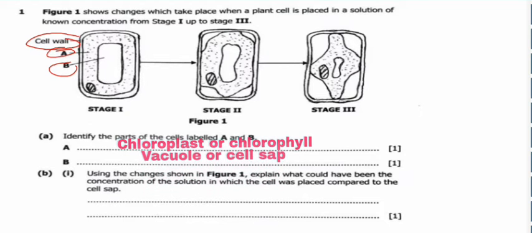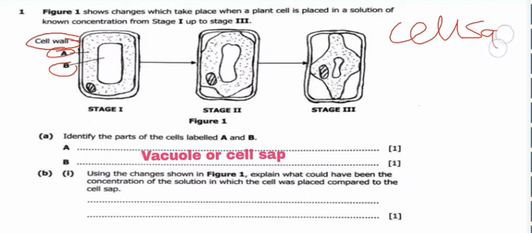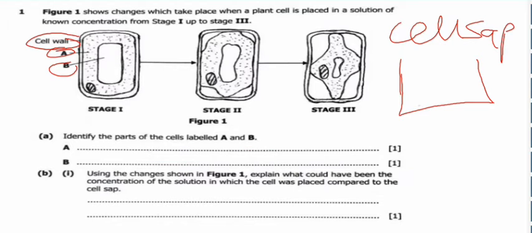Now, what you need to know here is that the cell sap consists of sugar, salt, and water. If you mix sugar, salt, and water, you are going to find that the solution you come up with is going to be highly concentrated, or of higher concentration. So, suppose this one here is the vacuole or the cell sap. It contains sugar, salt, and water, so it is highly concentrated.